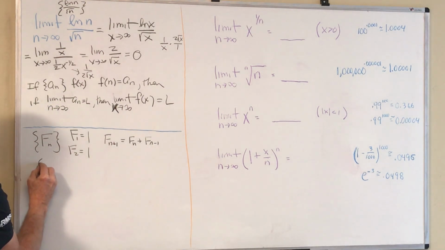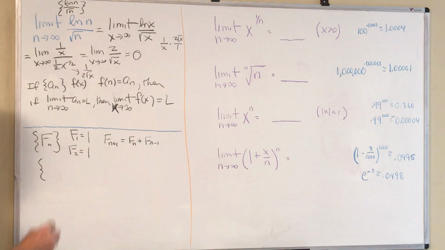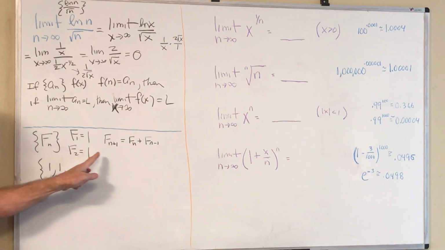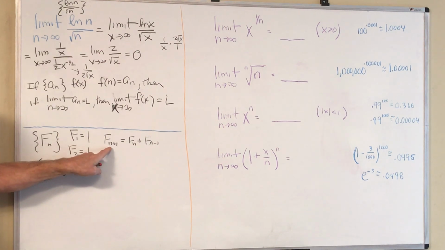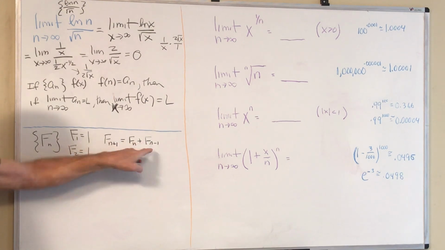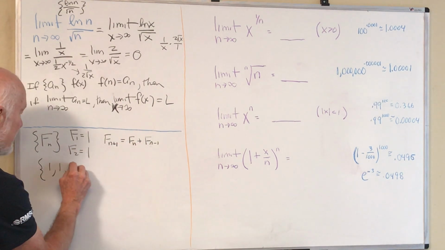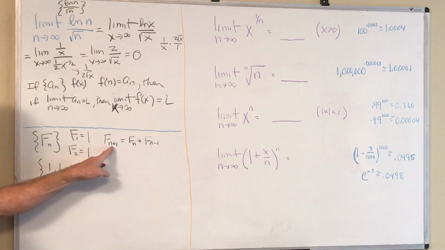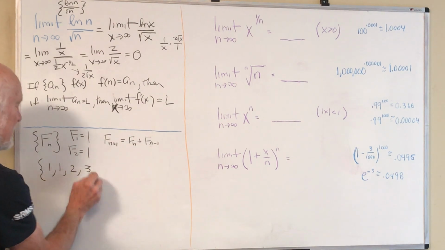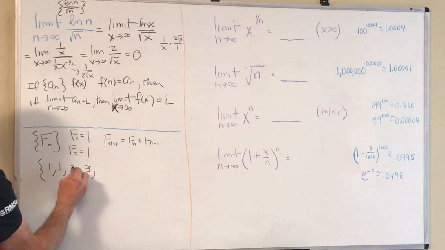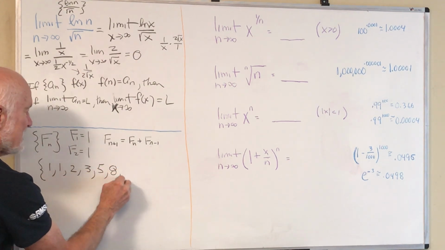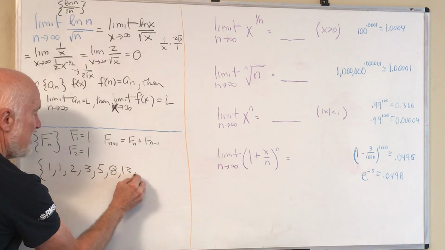Let's see what that sequence would look like. F of 1 equals 1. F of 2 equals 1. Now, what's f of 3? F of 3 is going to be f of 2 plus f of 1, so 1 plus 1 is 2. F of 4 is going to be f of 3 plus f of 2, so you get 3. Then we're going to get what? 2 plus 3 is 5. 3 plus 5 is 8. 5 plus 8 is 13.